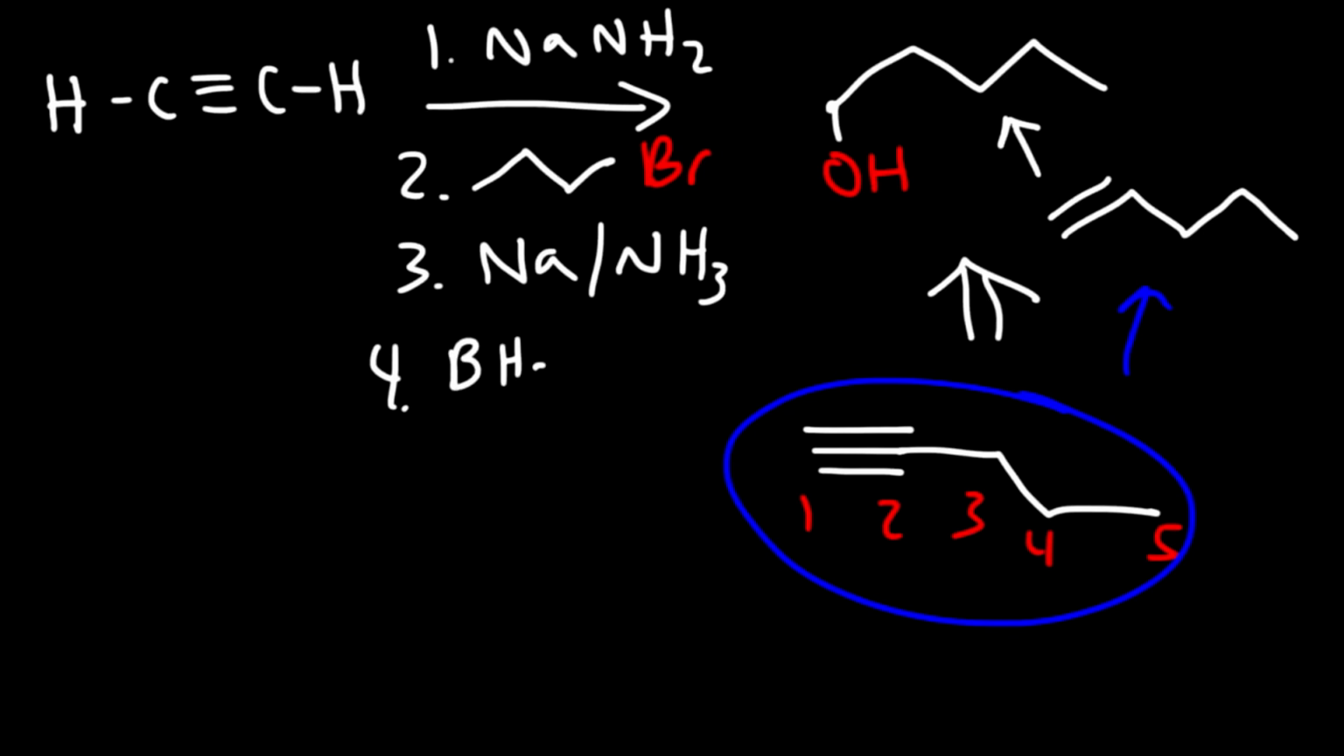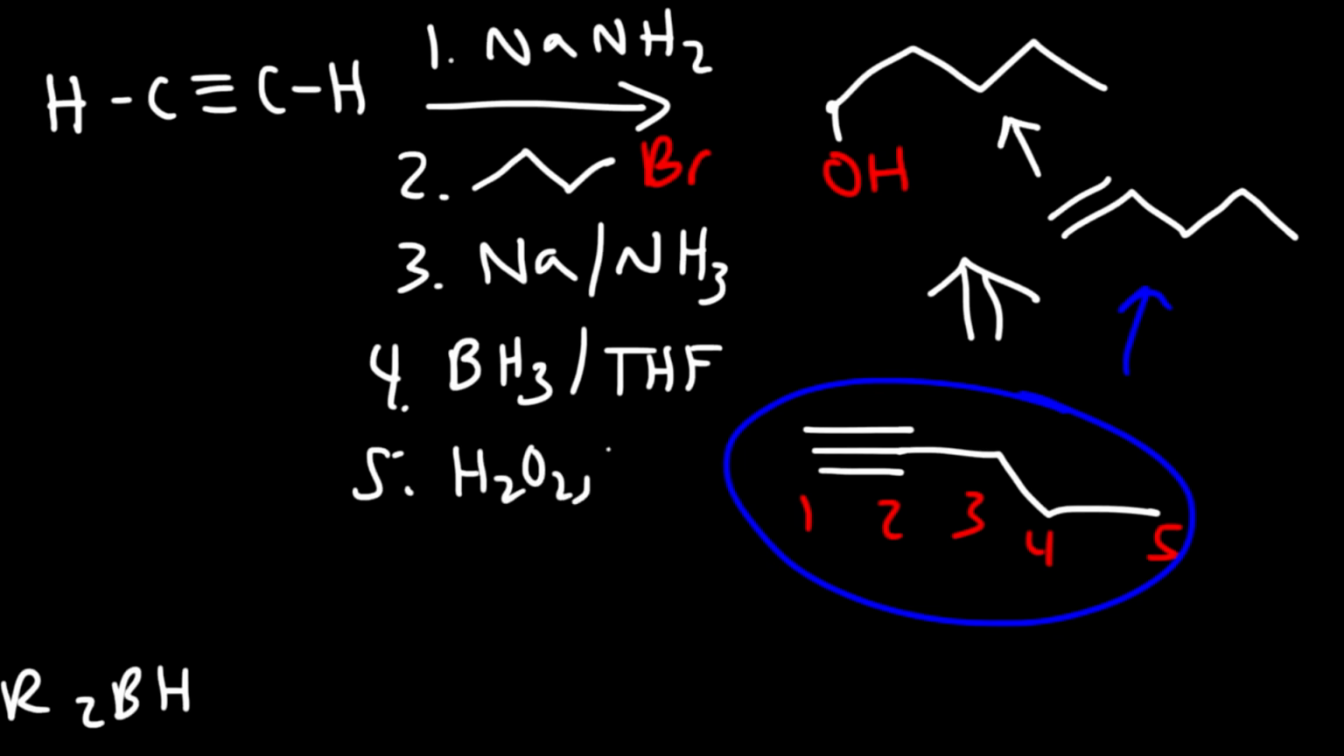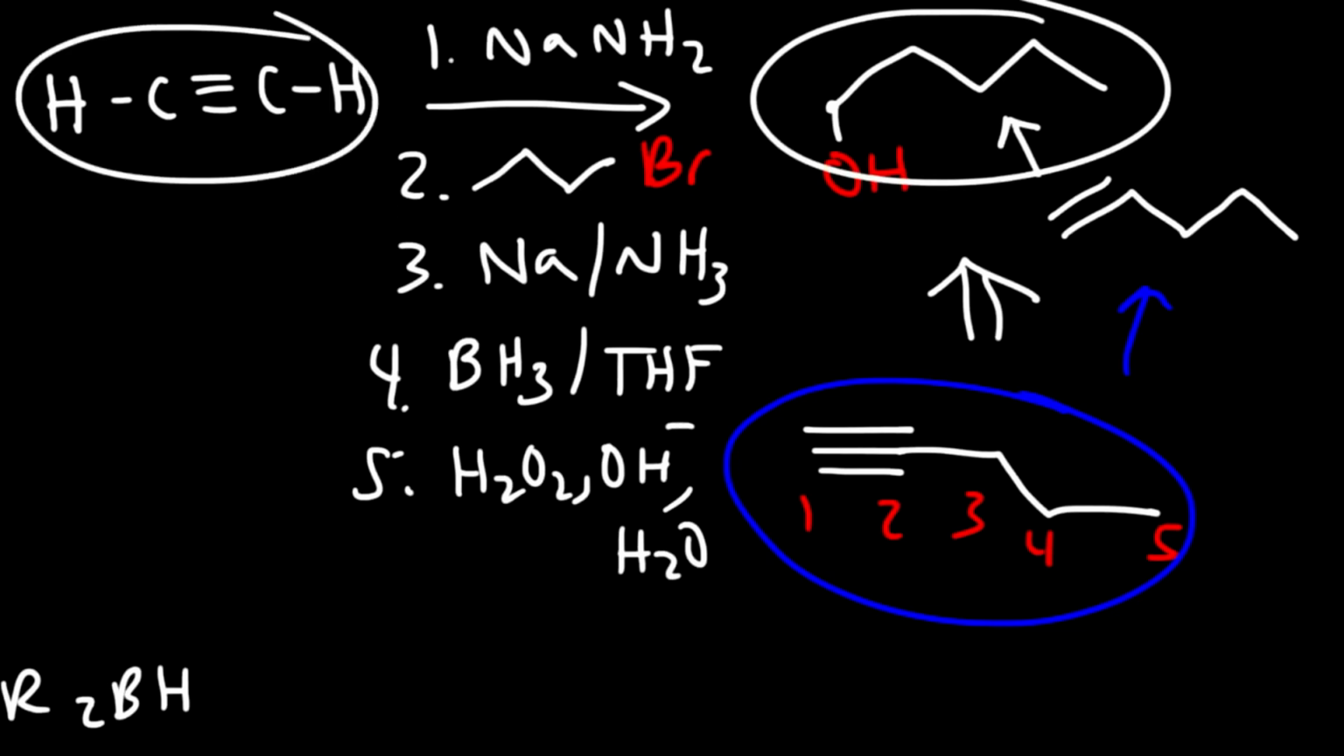So I'm going to use BH3 with THF. I could use this for alkenes, but for alkynes, make sure you use R2BH. And then step 5 will be hydrogen peroxide with hydroxide and water. So that's how I can make 1-pentanol from acetylene. Now, there are other ways in which you can take an alkyne and turn it into an alcohol. So let me show you another way.